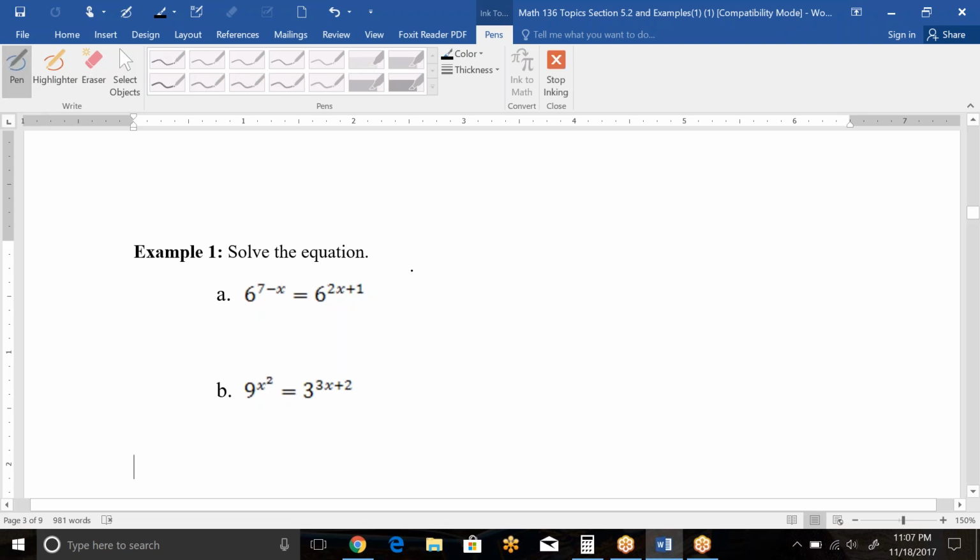So we're going to be solving 7 minus x equals 2x plus 1. We'll add x over, subtract the 1 over, divide by 3, and x equals 2.